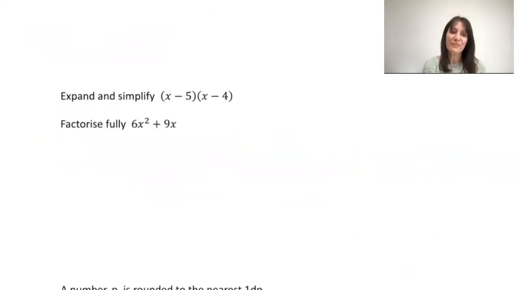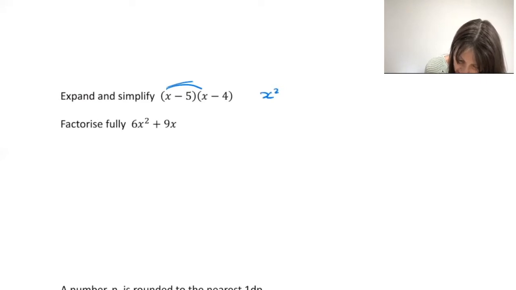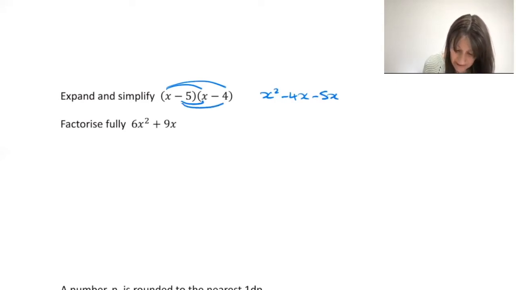There you go. Press play when you're ready. Okay, another nice little crab's claw for us. Just be careful with those negatives. So x times x is x squared. Then I've got minus 4x, minus 5x, and then minus 4 times minus 5 is going to be positive 20. The 2 negatives make a positive. Collect up your middle, and you've got x squared minus 9x plus 20.